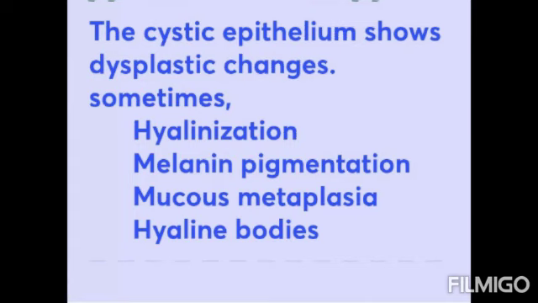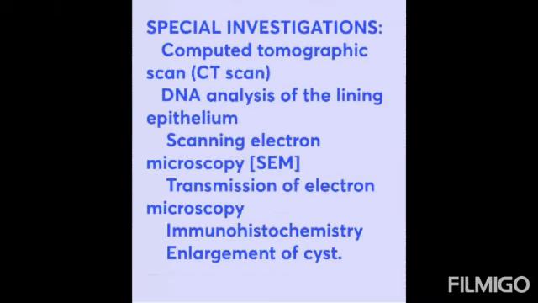There is a V-shaped retipex. The cystic epithelium shows dysplastic changes: sometimes hyalinization, melanin pigmentation, mucous metaplasia, and hyaline bodies. These are the dysplastic changes present in the cystic epithelium.